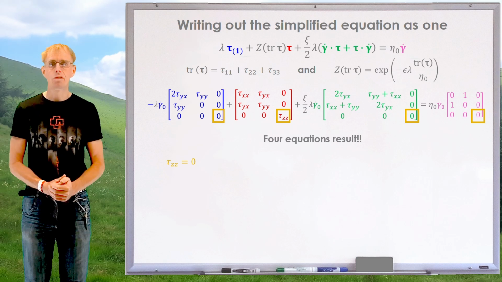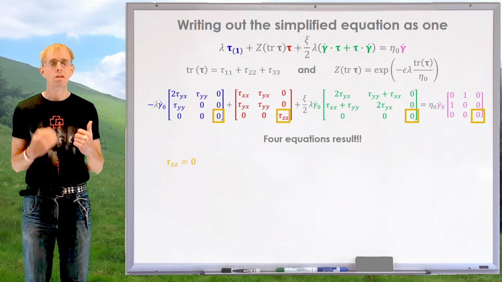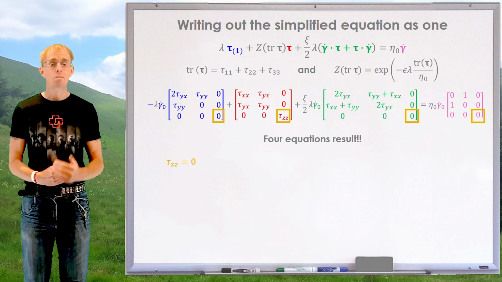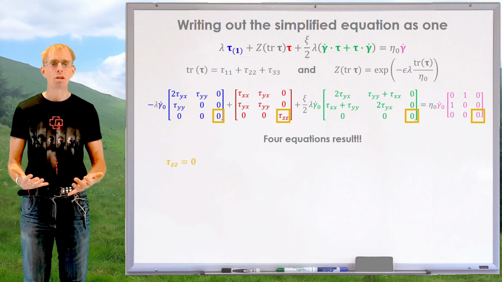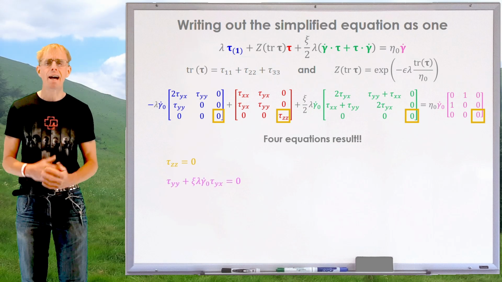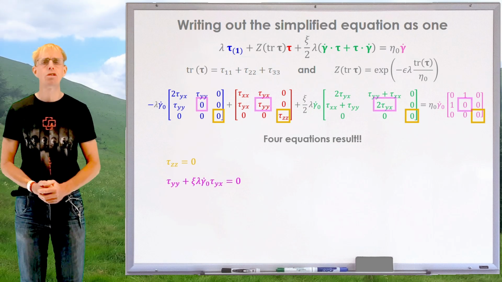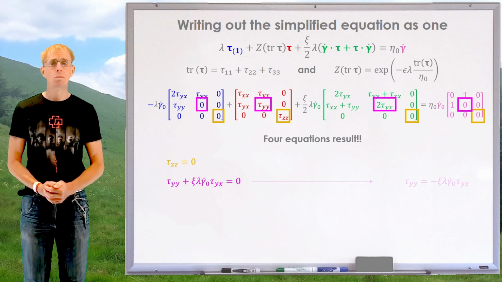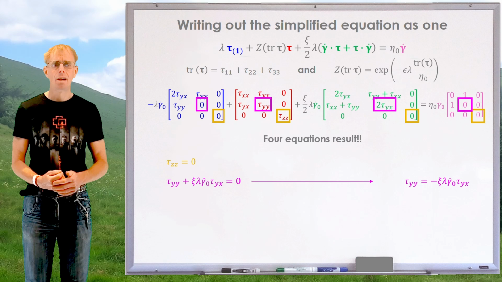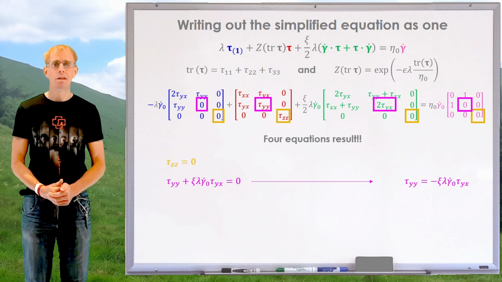And so the first tensor there in blue is 0, the second tensor there in red is tau zz, the third tensor there in green is 0, and on the right hand side the 3 term is again 0. So tau zz equals 0. So that's a simple equation to deal with. Let's have a look at the next diagonal position. Let's look at the 2 position. So in the blue tensor we get 0, in the red tensor we get tau yy, in the green tensor we get 2 tau yx xi upon 2 lambda gamma dot, and on the right hand side we get 0.